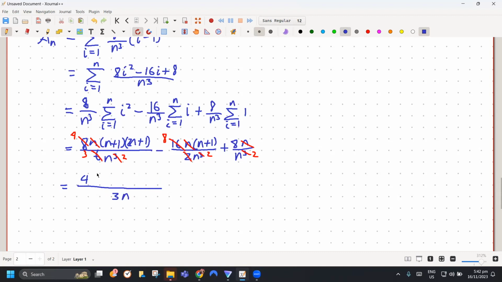Hindi, huwag mo na yan. Ganito gawin mo. So 4/3 tapos 1 over n times n plus 1. Okay. Tapos yung isa, ang gawin mo 2n plus 1 over n. Okay, so paisa-isa po sila. Tapos nito minus.